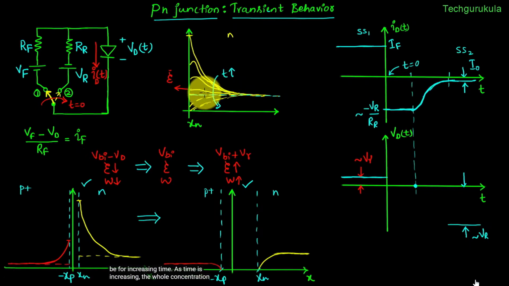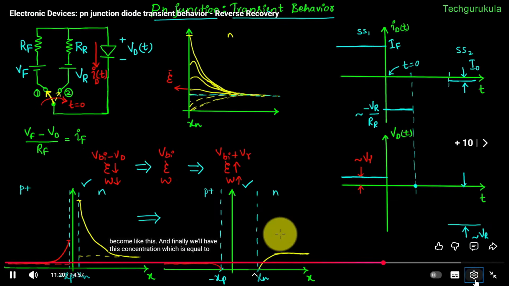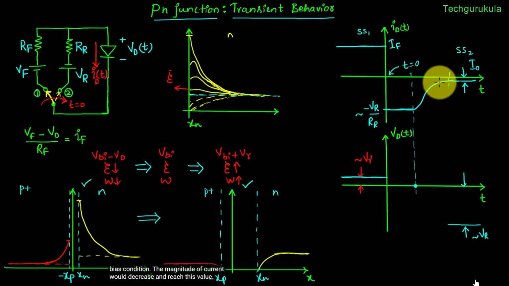As time is increasing, the hole concentration would be changing to the concentration for a steady state reverse bias condition. The magnitude of current would decrease and reach this value. And these hole concentration changes would be for increasing time. As time is increasing, the hole concentration would be changing like this.